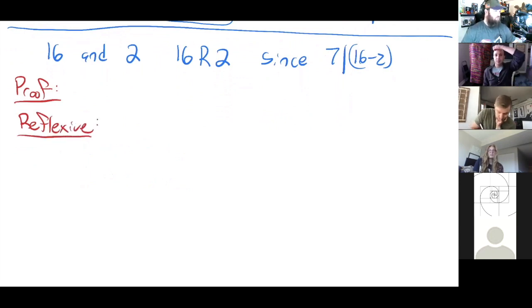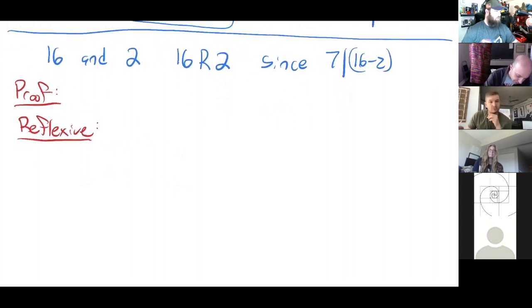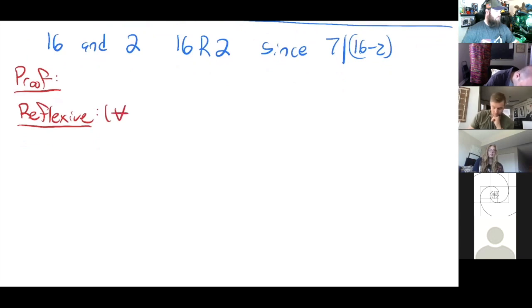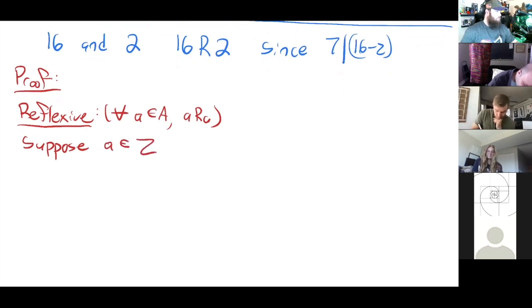Okay, so let's try and check off these properties. For the reflexive property, what we're trying to show is that for all A in the set, A is related to A. You don't need to write this out. I'm just writing it up here for reference, just so we know what we are trying to do. We don't have any assumption other than that we're going to start with an integer, since that's our set here.